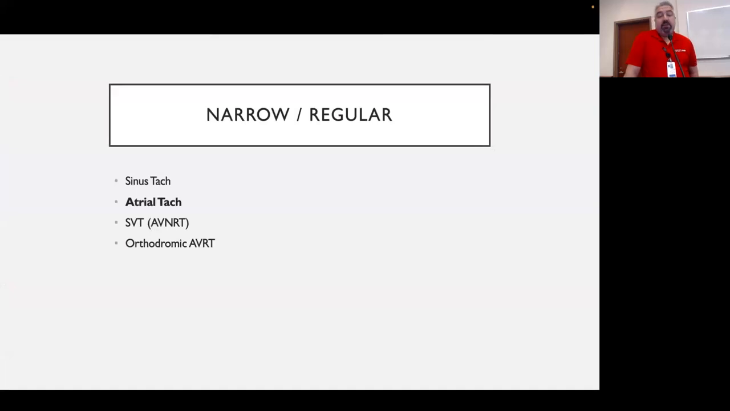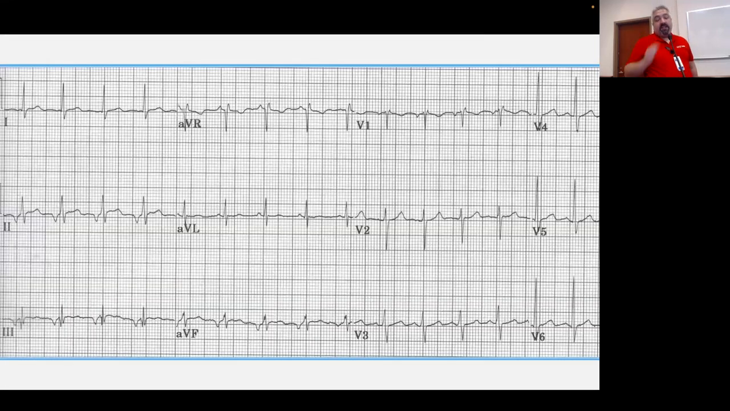So let's talk about atrial tach or ectopic atrial tachycardia. So you'll notice here, this isn't fast enough to be an ectopic atrial tach. This is just an ectopic atrial rhythm, but it'd be this bit faster. So what do you see about the P waves?